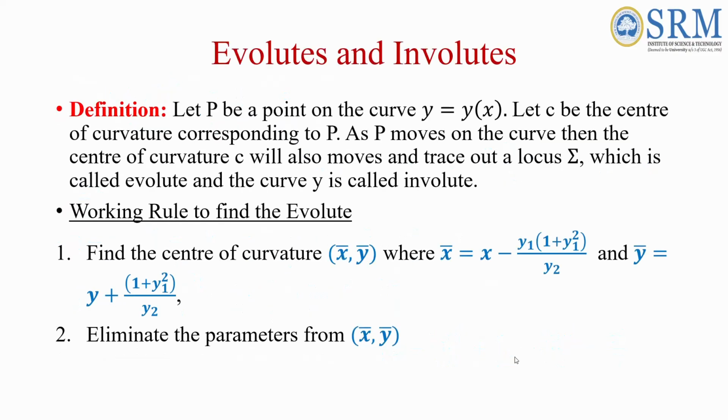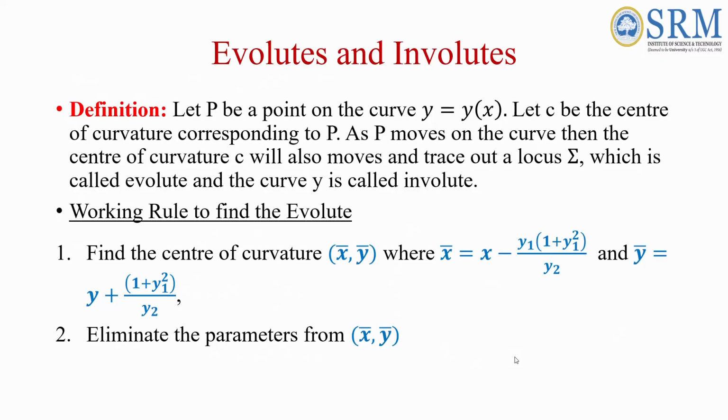Next we'll see what is evolute and involute of a curve. Let us consider the curve y is equal to y of x. Let P be a point on the curve y of x, and C is the center of curvature corresponding to the point. As P moves on the curve, then the center of curvature C will also move and trace out another curve gamma. Such a curve gamma is called the evolute, and the curve y is called the involute. Okay, now see, this is the definition.